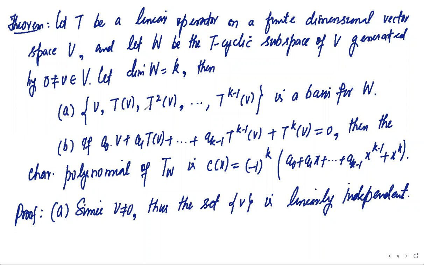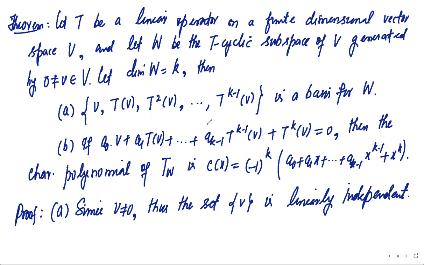So now, in order to construct this kind of a basis for W, we will keep on adding vectors into this set. We started with this set, which is a non-zero vector, and so it is linearly independent. Now we will try to include more vectors of this form into this set: T of v, then T squared of v, then T cubed of v, and so on, and see at what stage this set remains linearly independent.